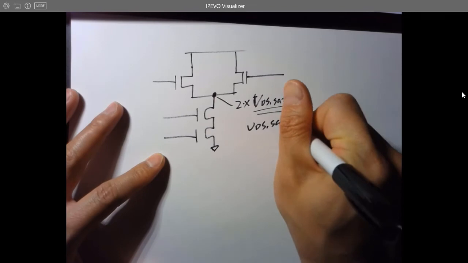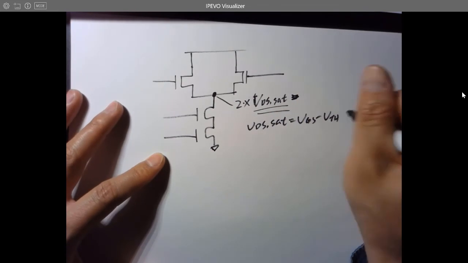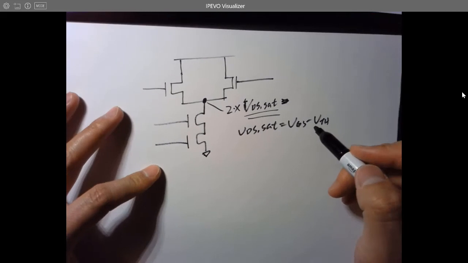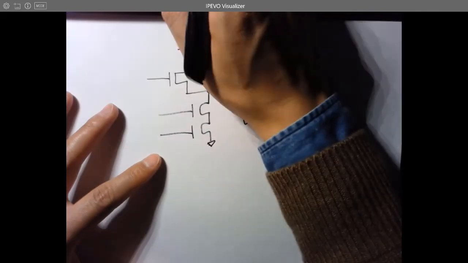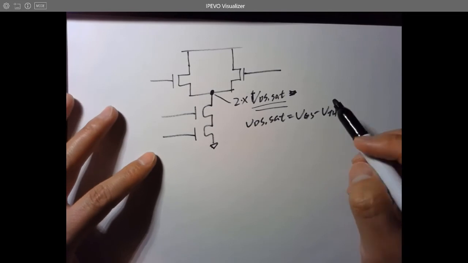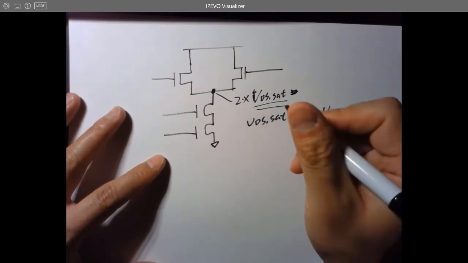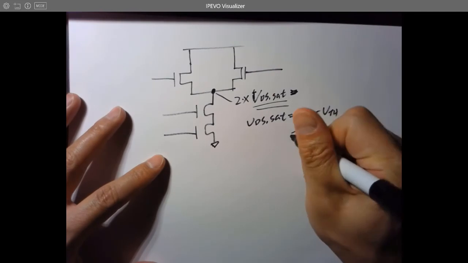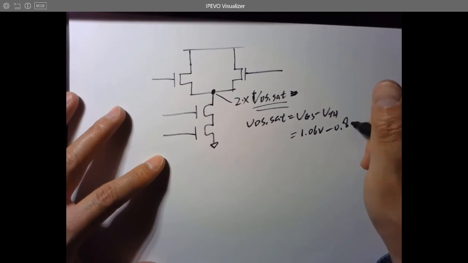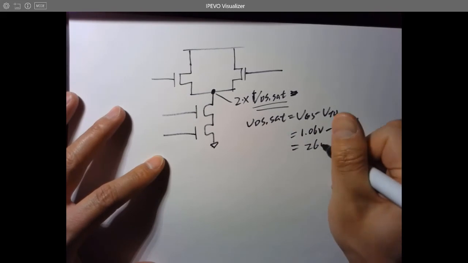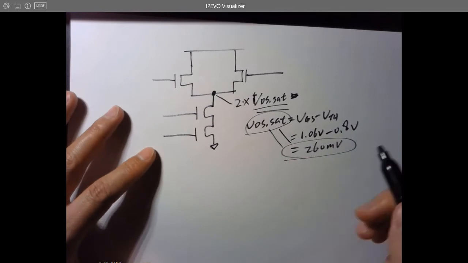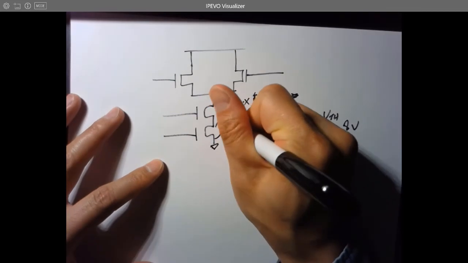VDS set equals VGS minus VTH, right? And we have a standard VGS for this 1 micron technology. So the parameters can be found in the CMOS book, and we just design an overdrive voltage to be exactly the same as the VDS set, which is 1.06 volts for VGS minus 0.8 volts for the VTH, and you are getting 260 millivolts. So that's a standard overdrive voltage for this 1 micron technology, right? And we just use this. So this is one step, which is 260 millivolts.